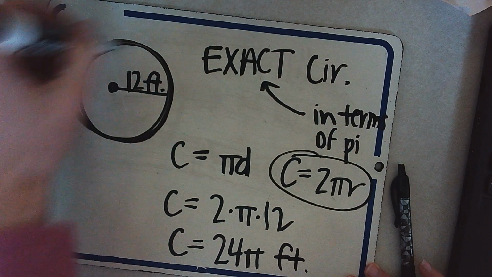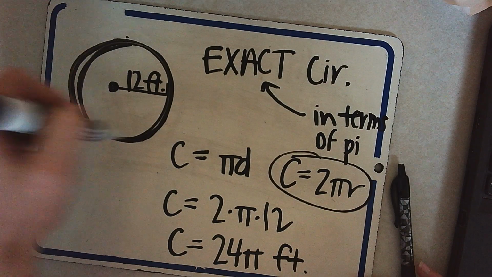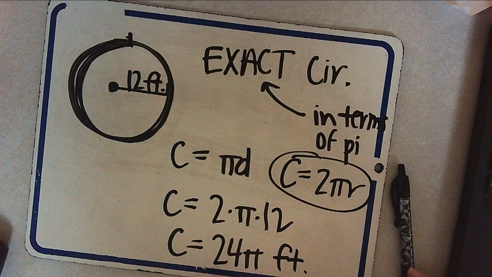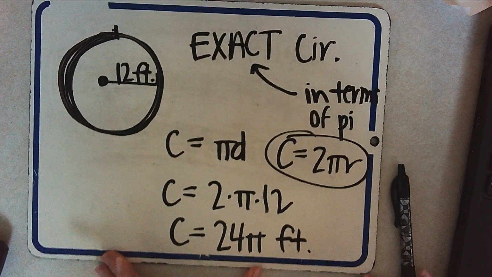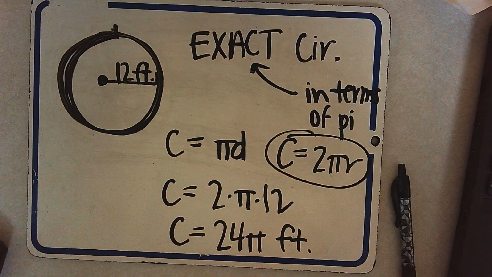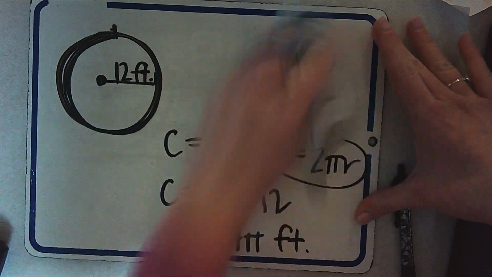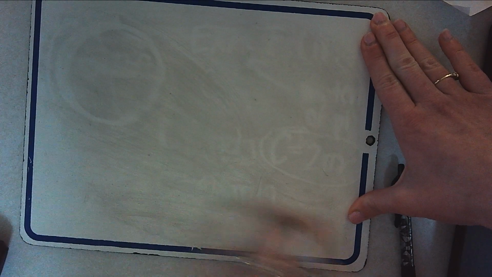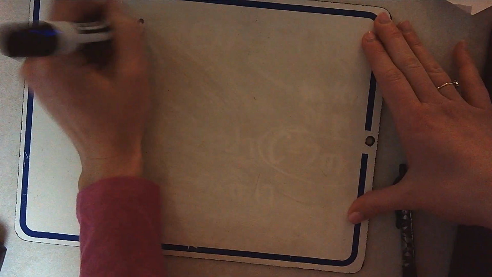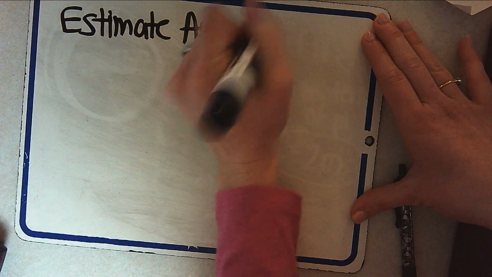The label is like a perimeter, it's a length. If I were to put a string around the circle and then cut that string and lengthen it all the way out, it would be 24 pi feet. So we talked about exact circumference. We also talked about area, and we talked about estimating. So this next one I'm going to ask you to estimate area, and I'm going to have you round to the nearest tenth.